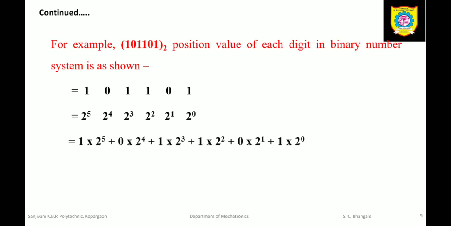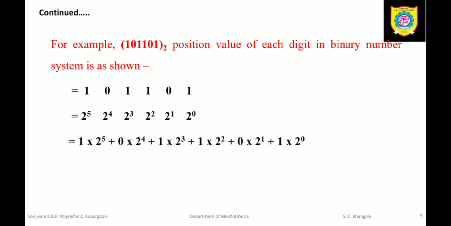For example, suppose we consider the binary number 101101 to the base 2. How do we calculate the position value of each digit in the binary number system? Now see, students, these are the integer part. So we will calculate the position of each digit. If we start from the right side, the position of the 1 is 2 raised to 0. For 0 it is 2 raised to 1. For 1 it is 2 raised to 2. For 1 it is 2 raised to 3. For 0 it is 2 raised to 4. And for 1 it is 2 raised to 5.